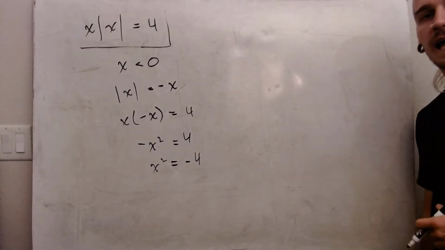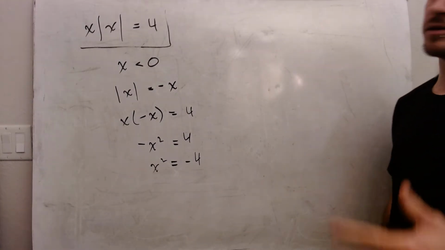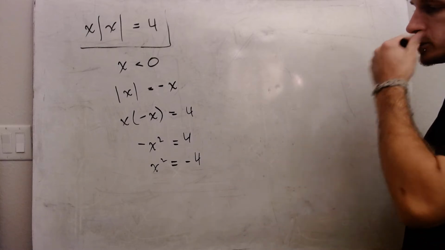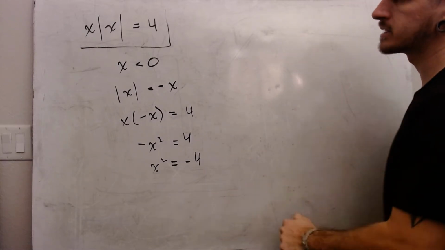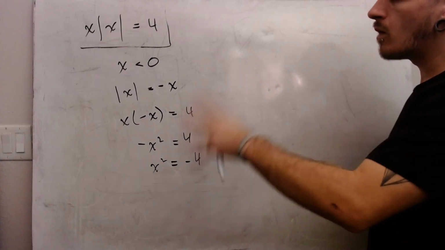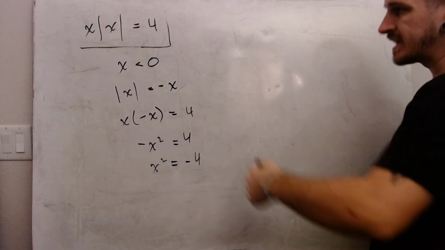Now, you realize here we would take the square root of both sides and we would end up with complex solutions, rather imaginary solutions. Real numbers are still technically complex. But yeah, we'd end up with imaginary plus or minus 2i, and we don't want those. So we're going to ignore this case.